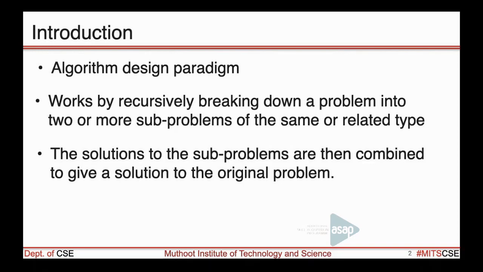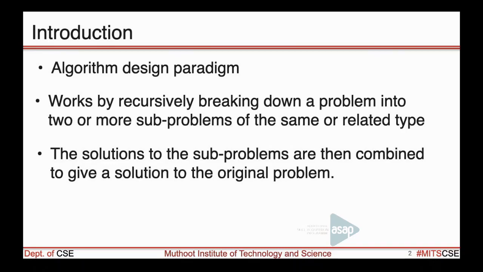So how does the divide and conquer strategy work? It is a basic strategy that we always adopt whenever we have real life problems. We break down the problem into two or more sub problems of the same type or a related type, then we find solutions to those sub problems and combine them together so that it gives the solution of the original problem.